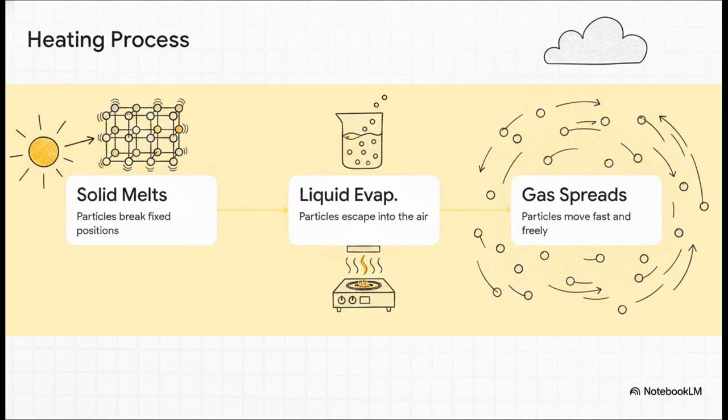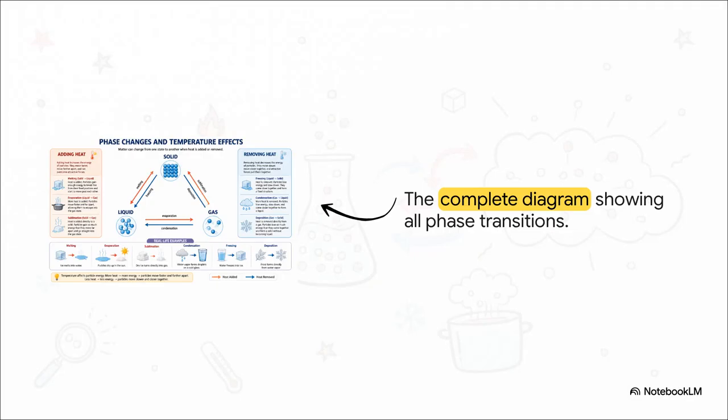Add even more heat, and the liquid evaporates. The particles are moving so incredibly fast now that they escape the liquid entirely and become a free-flowing gas in the air. And this illustrates the complete cycle perfectly. Following the heating process, you go from melting right into evaporation.